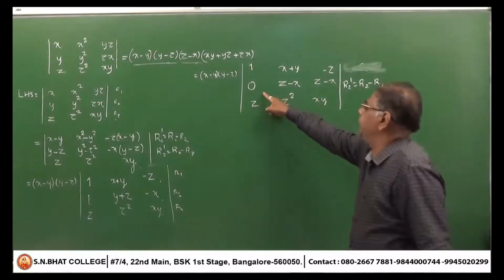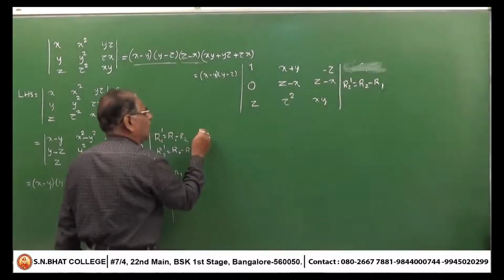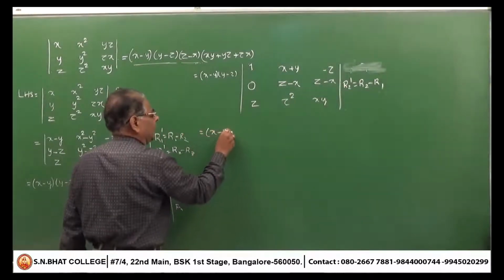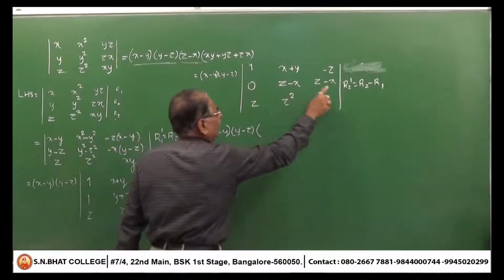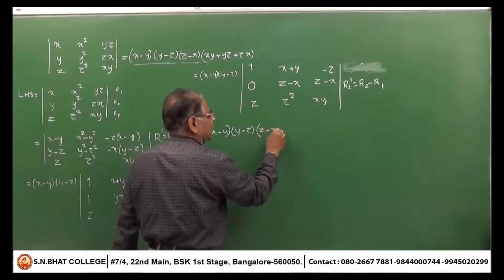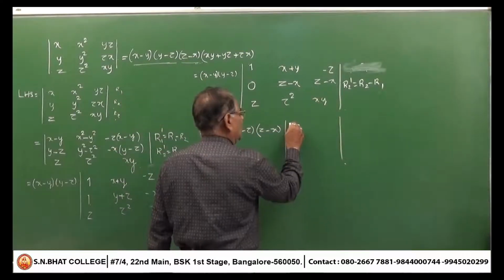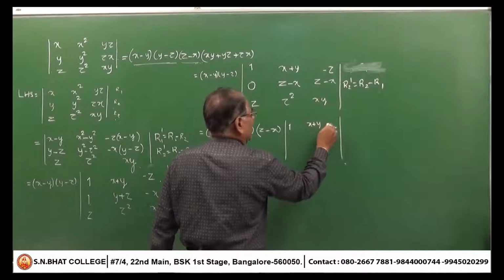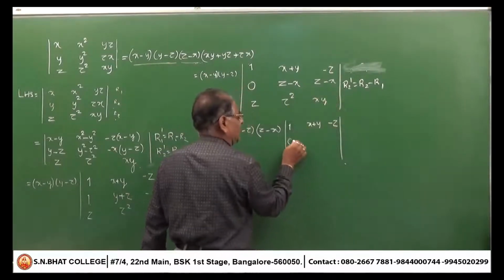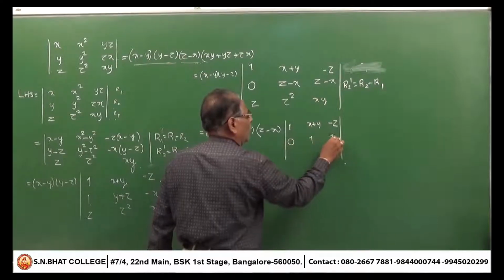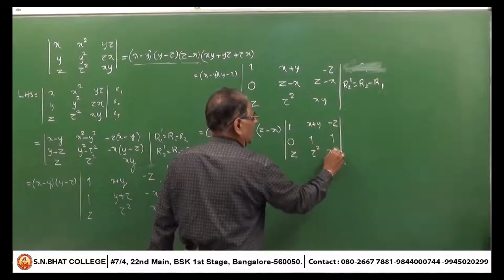Next, in the second row common factor is z minus x. Second row common factor is z minus x. So we have x minus y into y minus z into z minus x into determinant of 1, x plus y, minus z; 0, 1, 1; z, z square, xy. Here I have taken second row z minus x common factor, 0, 1, 1.